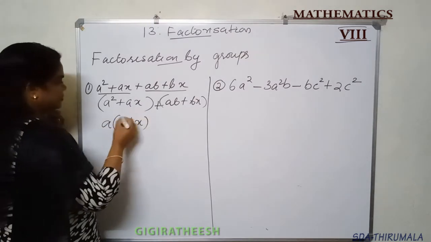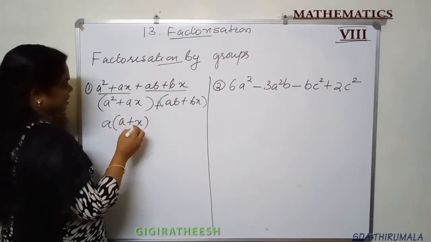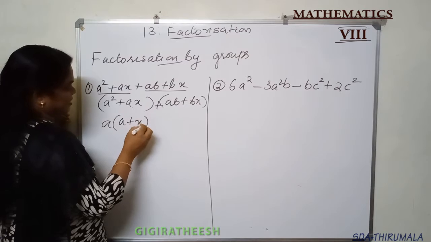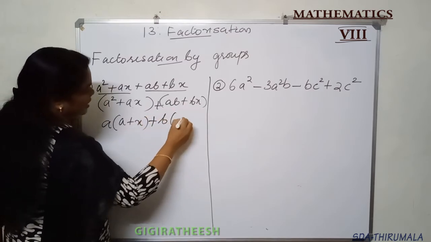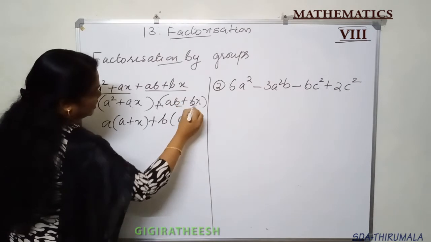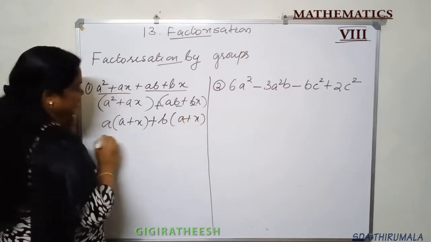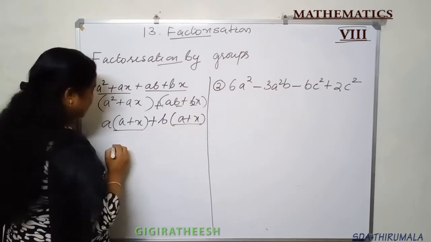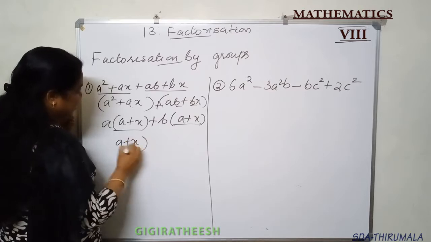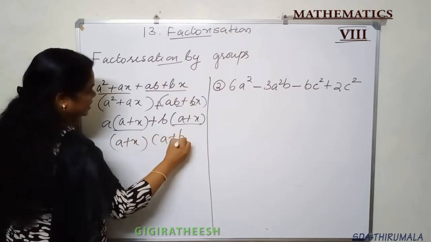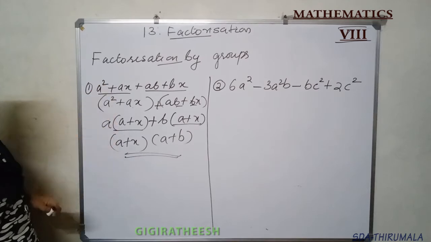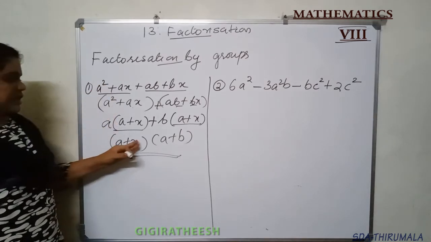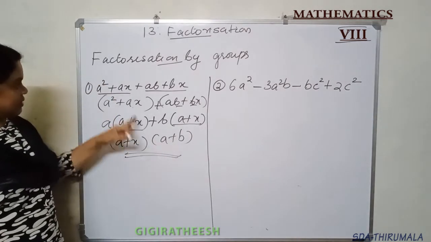From the second group, b is common, so take b outside, and we get b into a plus x. Then a plus x is common, and the rest is a plus b. So these are the factors of a square plus ax plus ab plus bx. While multiplying these two factors, we get the original expression.